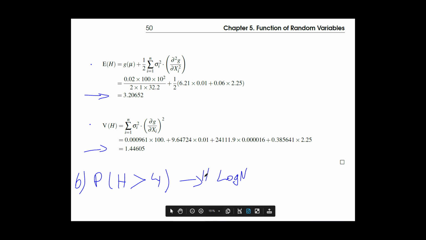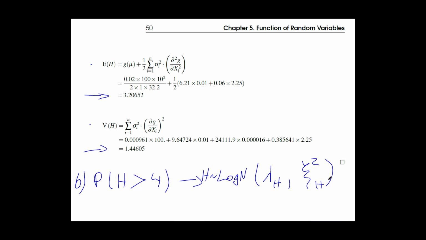So here H is log normal, right? Now you need to compute the parameters, these two guys. For these, we go back to the log normal section to see how to compute these two parameters when we're given the mean and variance. And then we can compute that probability. Very good.